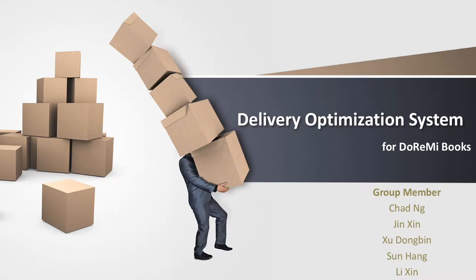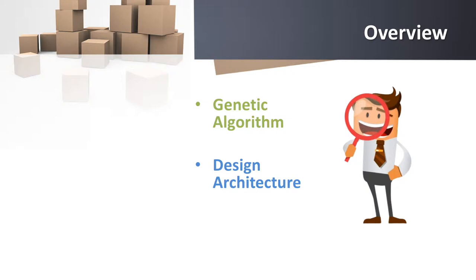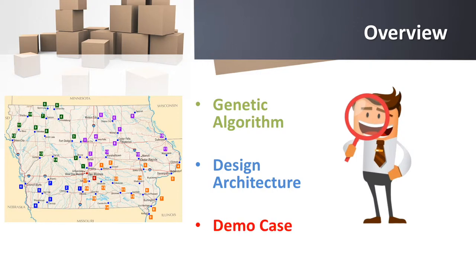This video will introduce to you a delivery optimization system for DoReMi books, produced by our group of five people, Chad Eng, Jin Xin, Xu Dongbin, Sun Hang, and Li Xin. First, we will talk about the genetic algorithm used in our system, followed by the design architecture, and last but not least, we will show a demo case on the solution for Iowa State in USA.